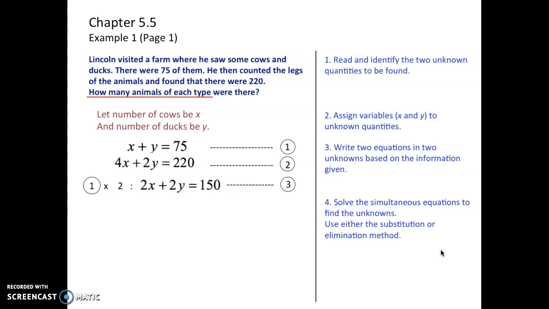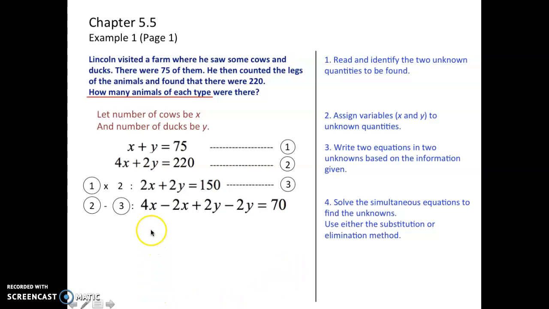So I'm going to use equation 1 to multiply by 2 to give me 2x plus 2y equals to 150. 150 is from 75 times 2. Remember, when you multiply the equation by 2, all the terms in the left-hand side and right-hand side must be multiplied by 2 throughout. Now that we have this, I'm going to try to eliminate my variable y. So I'm going to use equation 2 to minus away equation 3.